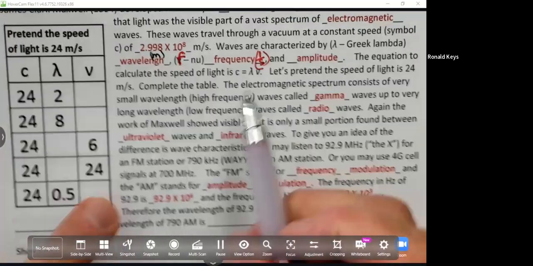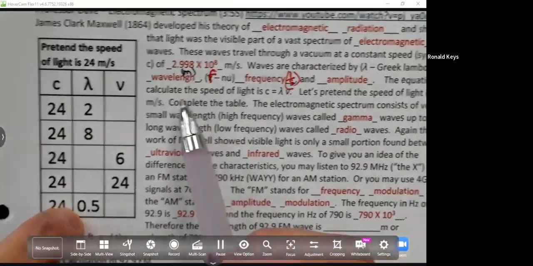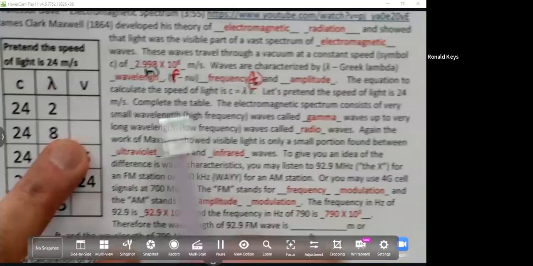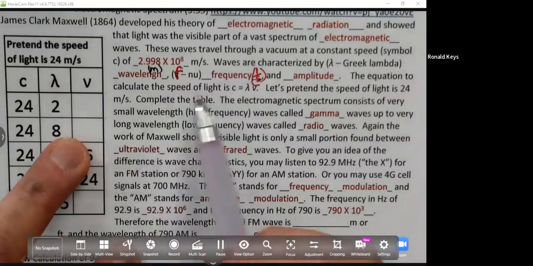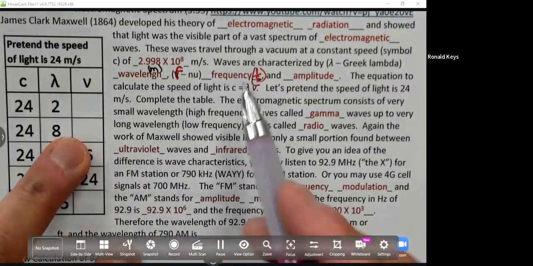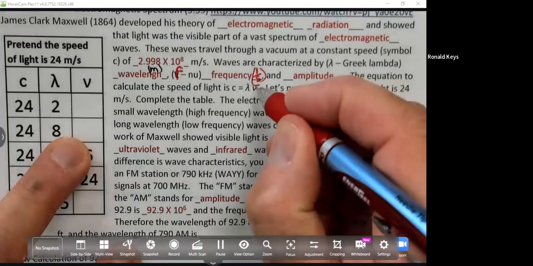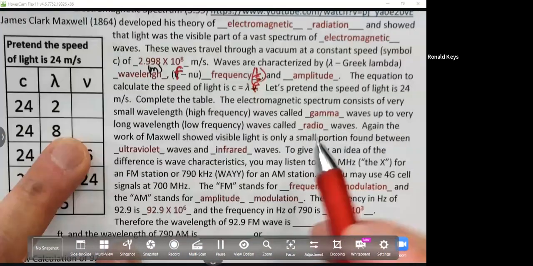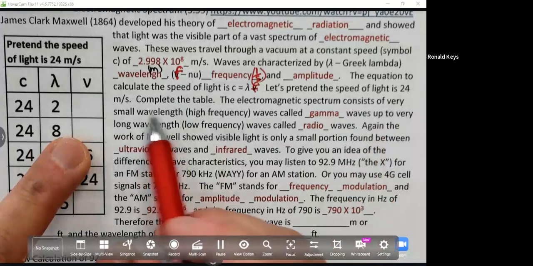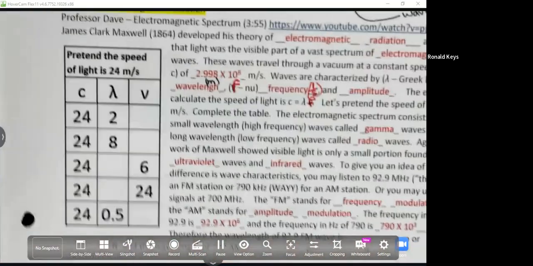So I did this. I said, calculate using the equation for the speed of light. C is equal to lambda f. I'm changing this to an f. Let's pretend the speed of light is 24 meters per second. Complete the table.